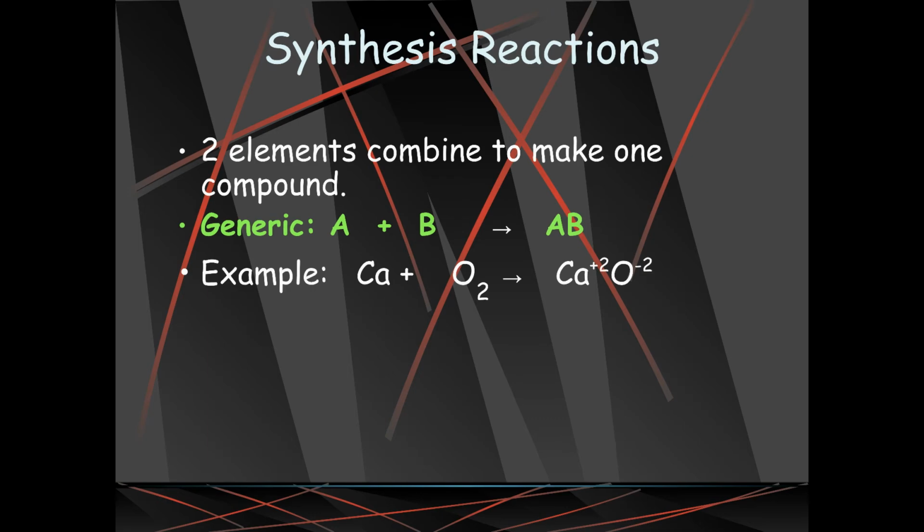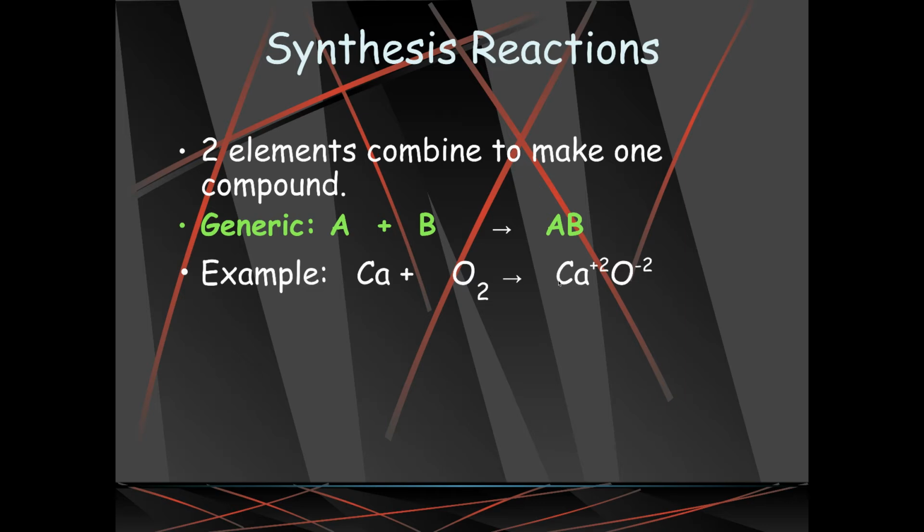A synthesis is a regular word where you synthesize something, you create it. The generic equation is an element plus an element that combines to make an ionic compound. So here calcium's an element, oxygen's an element. It happens to be diatomic because it's part of the Hun family, and when they're by themselves, they're diatomic.